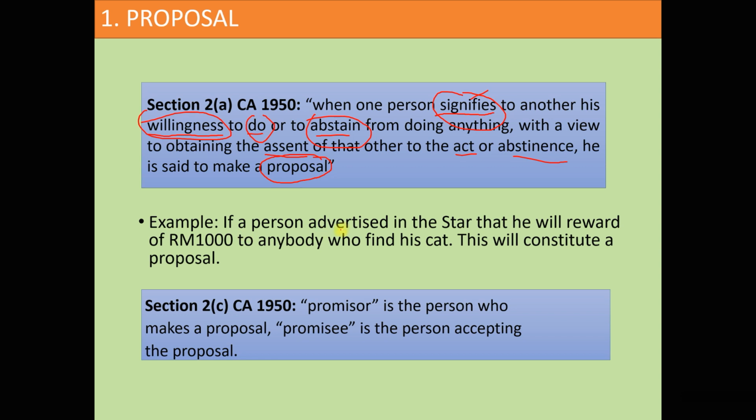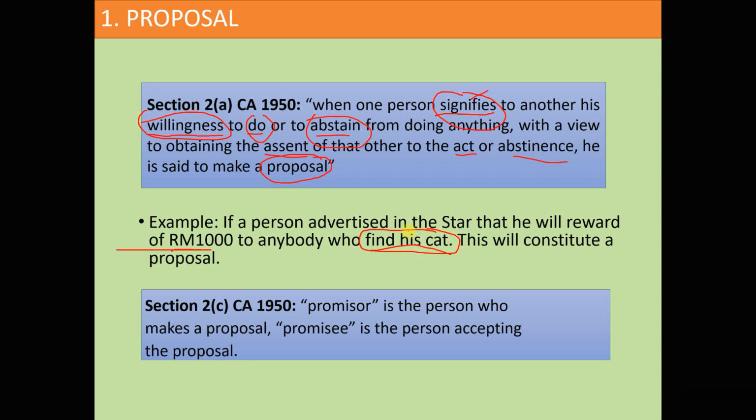Okay, I give you an example here. If a person advertises in the Star that he will reward 1,000 to anybody who finds his cat, this we consider a proposal. There is a communication here, in the newspaper, right? And also there is a reward here. What the proposal is about is 1,000 to whoever finds his cat. This is something to do, right? So this is considered a proposal.